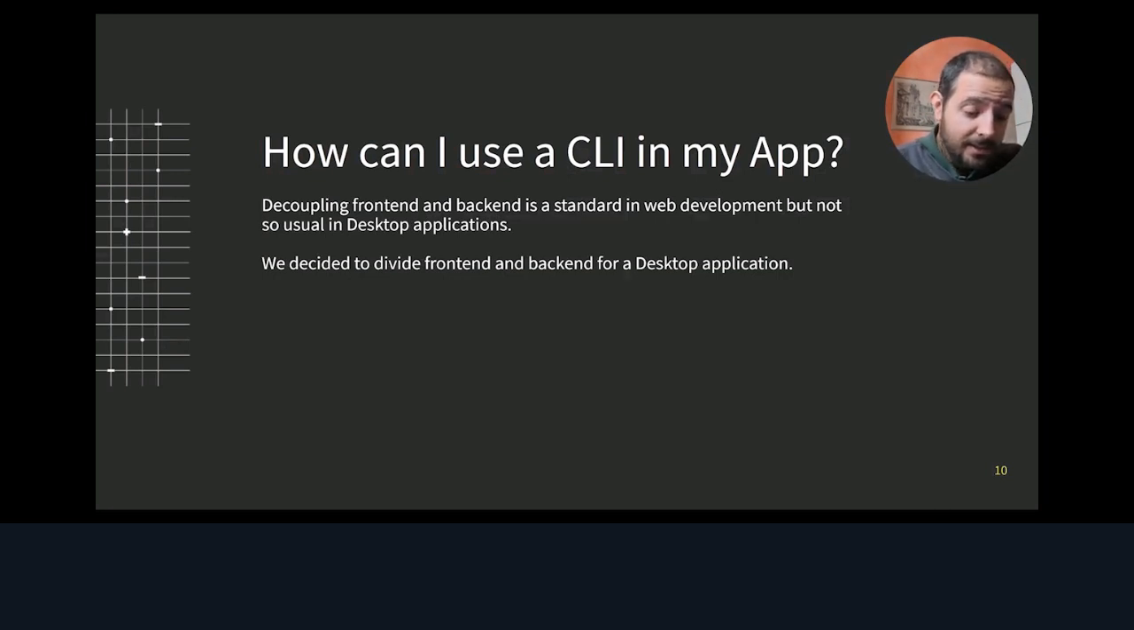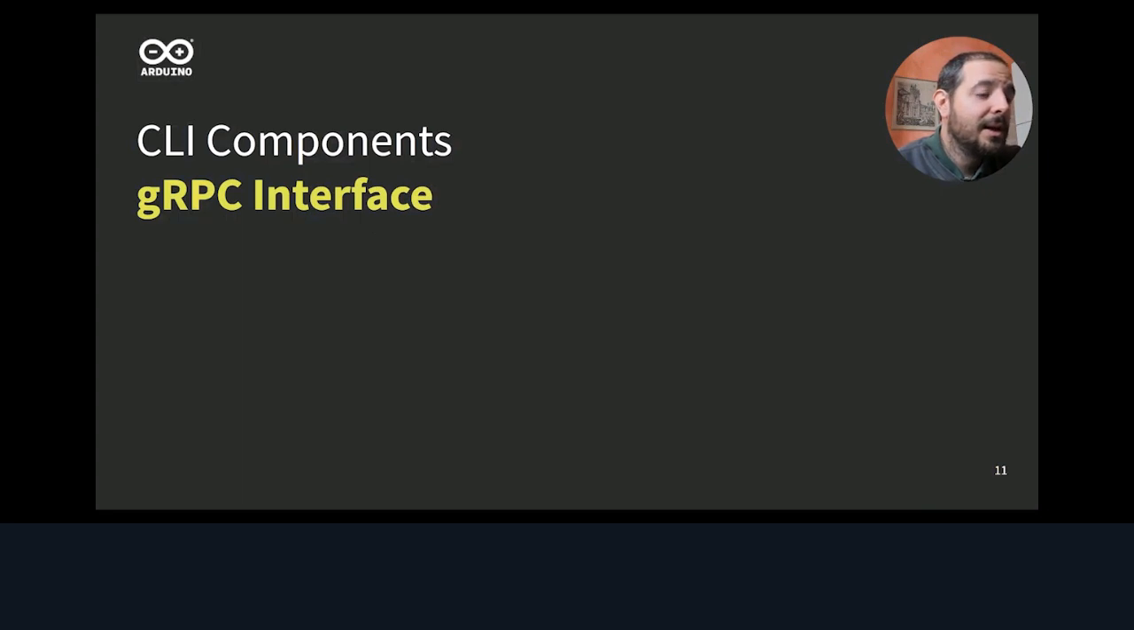So the whole idea was to divide completely the front end and the back end of a desktop application. That's a bit unusual, let's say. So how did we do that? We did that by starting to have a gRPC interface on top of the CLI itself. So every command doesn't only expose those text and JSON outputs, but the JSON output itself was a first attempt to go in that direction, while later on we figured out that gRPC was the perfect tool for this job.